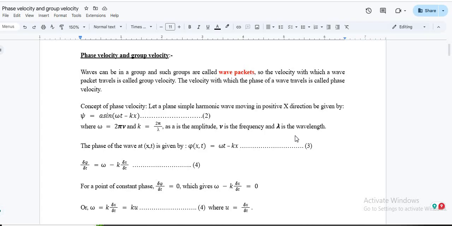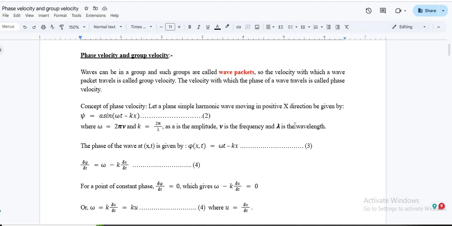So, when a packet of waves is moving, the velocity is represented as the group velocity, and the individual wave velocity will be considered as the phase velocity. To start this discussion, we will use some mathematical expressions.